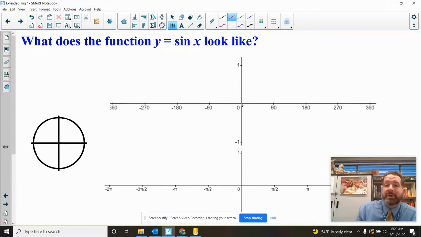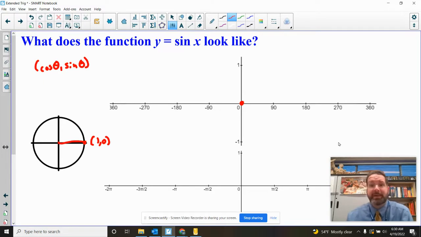So start off right here in the middle at 0. For a 0-degree angle, that puts me right here at this ordered pair. So if I've just gone straight across, not up or down, then my x-coordinate's 1, the y-coordinate's 0. For the sine, all I care about, cosine is the x, sine is the y, all I care about is the y. So when my angle is 0, my sine is 0. Let's put a point right there.